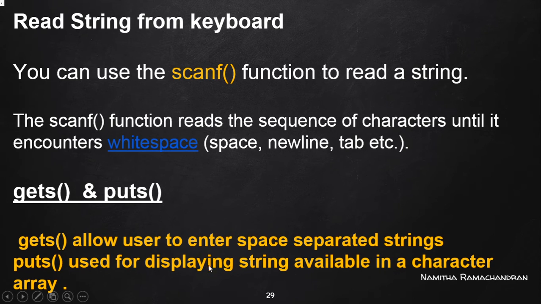Using this gets function, the user can enter a string separated with spaces. That means we have no issue; we can enter a sequence of characters containing spaces. Using gets we can read any sequence of characters, and the presence of a space will never become an issue, unlike with scanf when reading a string. And here we have one more function, the puts function.